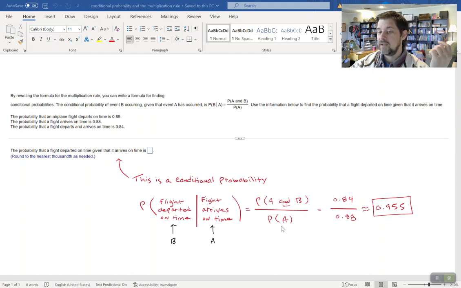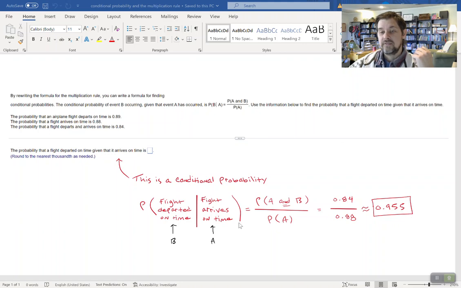And then I divide by the probability of event A, where event A is that the flight arrives on time to begin with. Okay, so I gotta look up here. This middle one, the probability that a flight arrives on time is 88%. So there you go. All I had to do was understand that this is conditional probability in this formula, and that the part of the question I'm being asked for is a conditional probability. Then I just had to name the events and fill in the rest of the formula. Dividing it out, I get 0.955. I write that because it says round to the nearest thousandth. That's 3 decimal places. Okay.